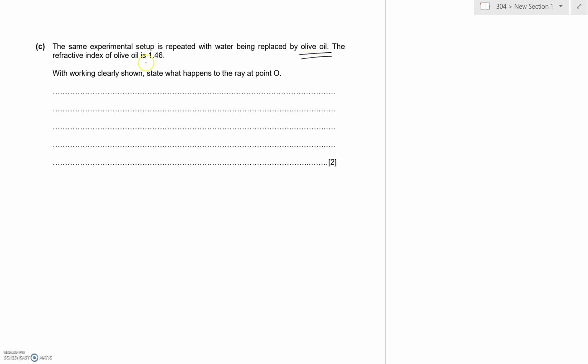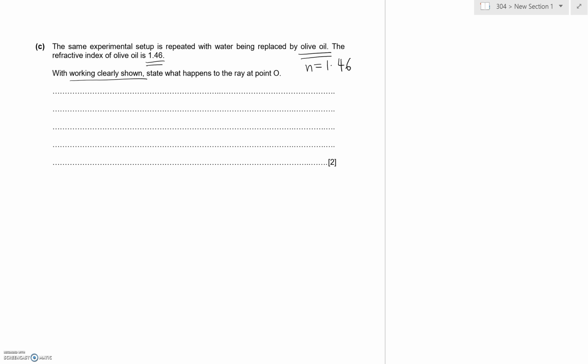Okay, so now if the same experimental setup is repeated with water being replaced by olive oil, they tell us that the refractive index is 1.46. With working clearly shown, state what happens to the ray at point O. So now you are given the refractive index. What can you find? You can find the critical angle.